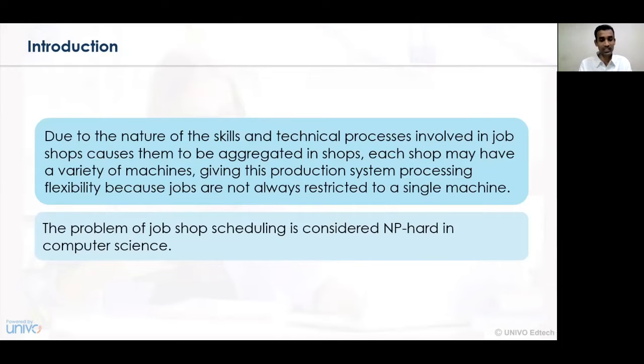Due to the nature of skills and technical processes involved in the job shop, it has at times been observed that a certain activity may be completed in the specified time period, or may not be completed. With respect to importance, we have to identify which activity is more important and which is least important. Based on the importance of the activity, the time factor also changes.